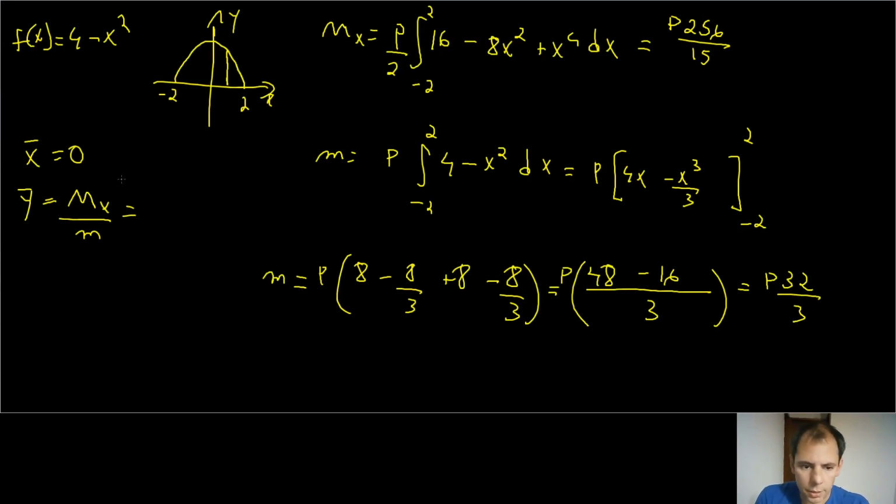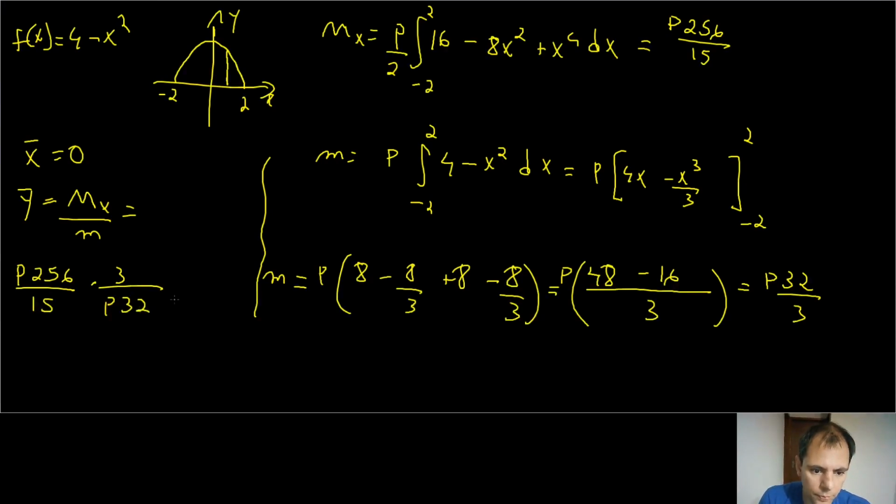So we can do that in here. It'll be p 256 over 15, divided by this. Well, we're going to divide, so we multiply by the reciprocal. I'm just going to separate this. Oh man, I'm running out of space, I'm going to put it down here. It'll be times 3 divided by p 32. See that when you're trying to calculate the centroid, you don't have to worry about the density. You can cancel these densities out. And then this 3 here, I'm going to get it out, and this becomes a 5.